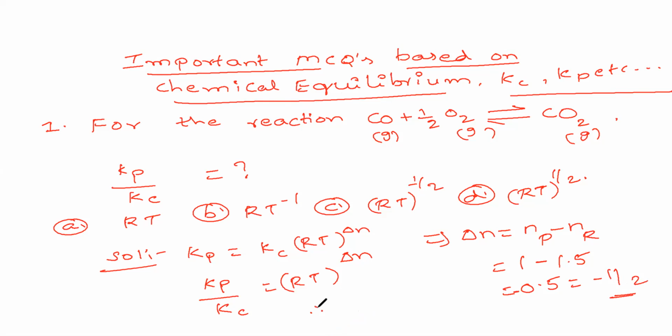Therefore Kp by Kc is equal to RT whole to the power of minus 1 by 2. So the answer is this. Because we got the delta n value equal to minus 1 by 2, Kp by Kc is equal to RT whole to the power of delta n, so delta n is equal to minus 1 by 2. So the answer is the third option, that is C.